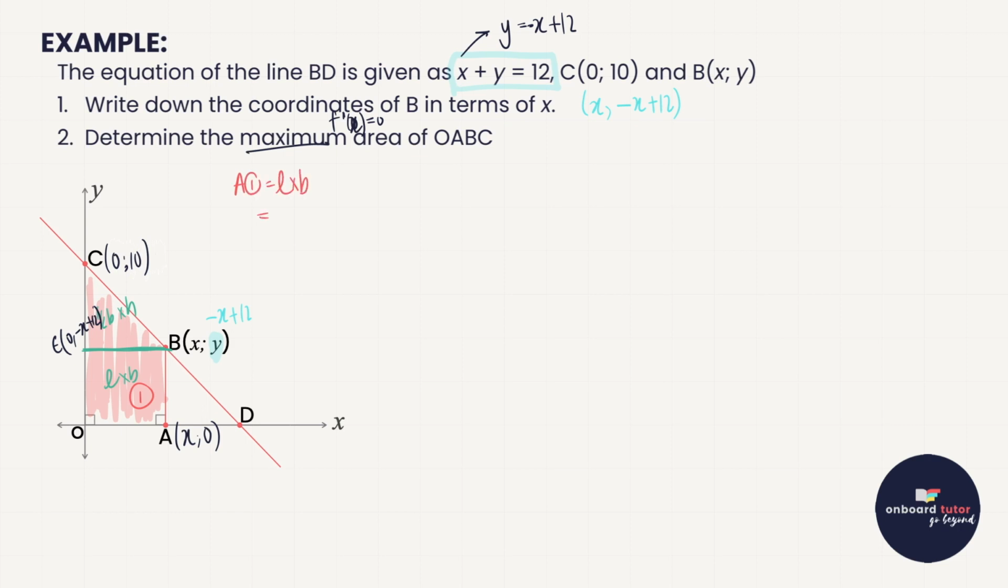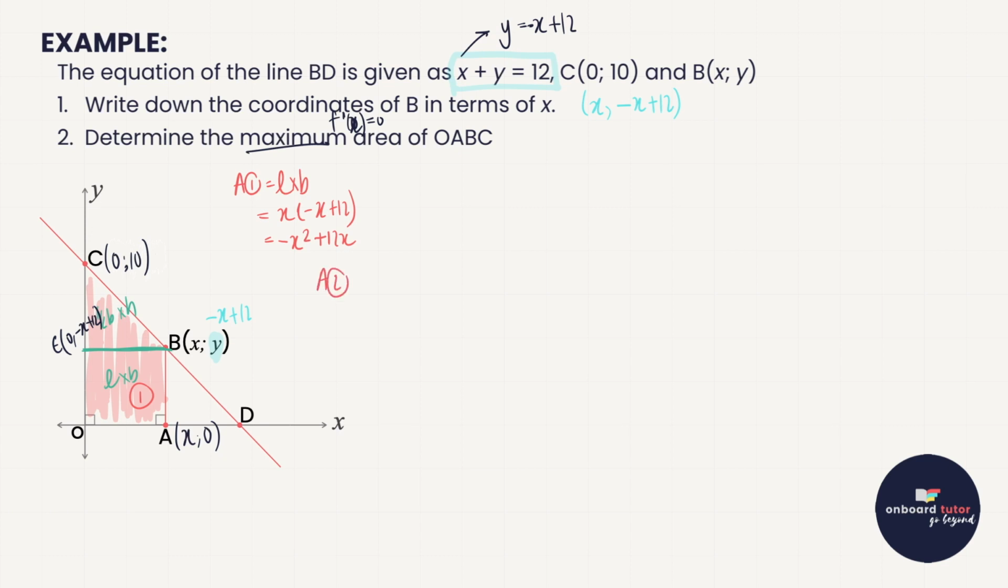Okay, don't panic. The length from 0 to x is just x units, times by the breadth there, which is minus x plus 12. That's how many units there are. Even though I don't know what x is, it's okay. Minus x plus 12. A nice challenging question to start us off. So that's going to multiply in to minus x squared plus 12x. Okay, so that's the area of shape 1.